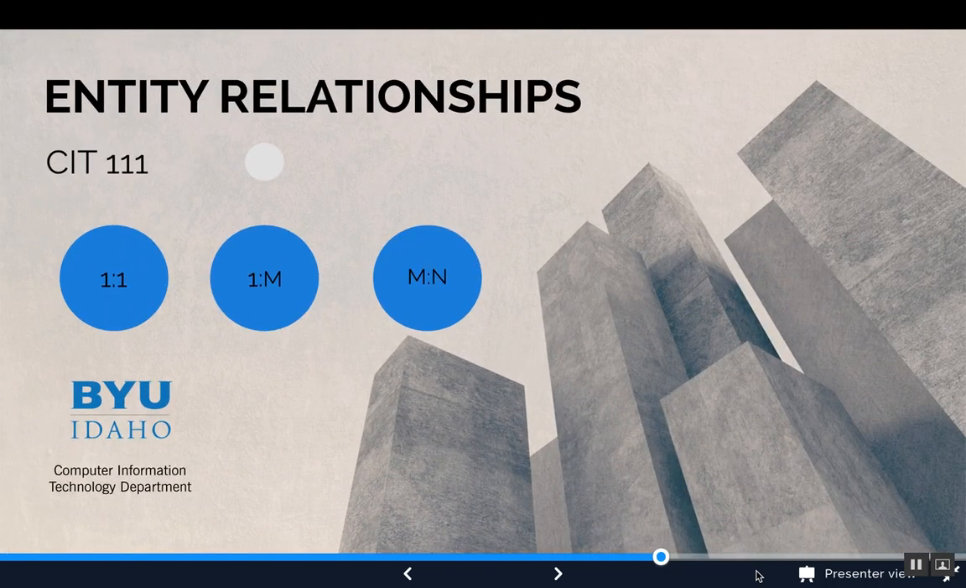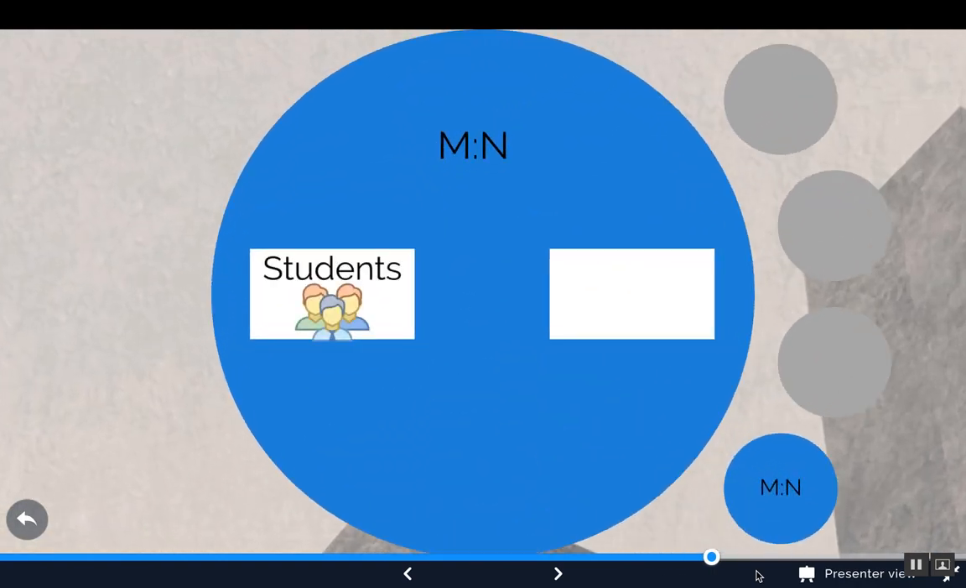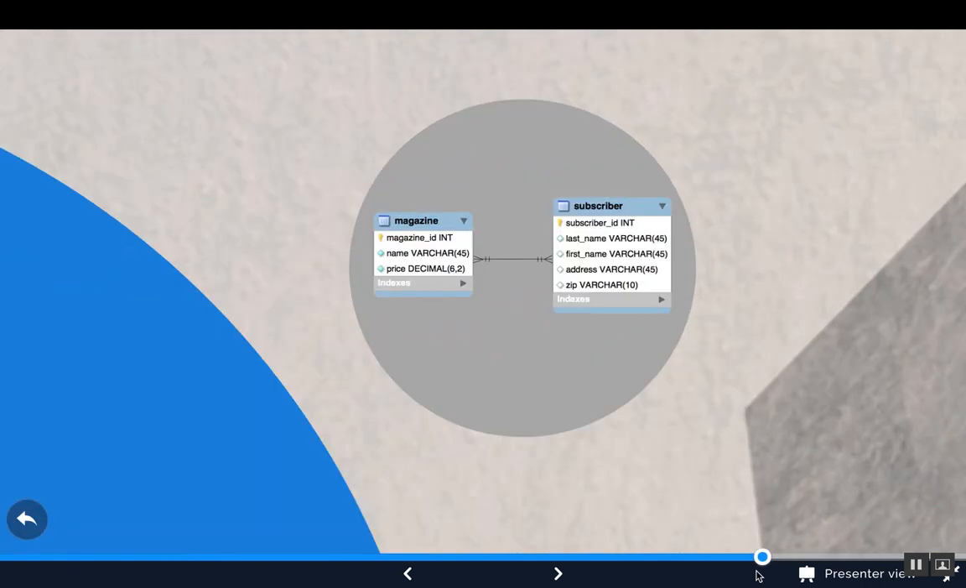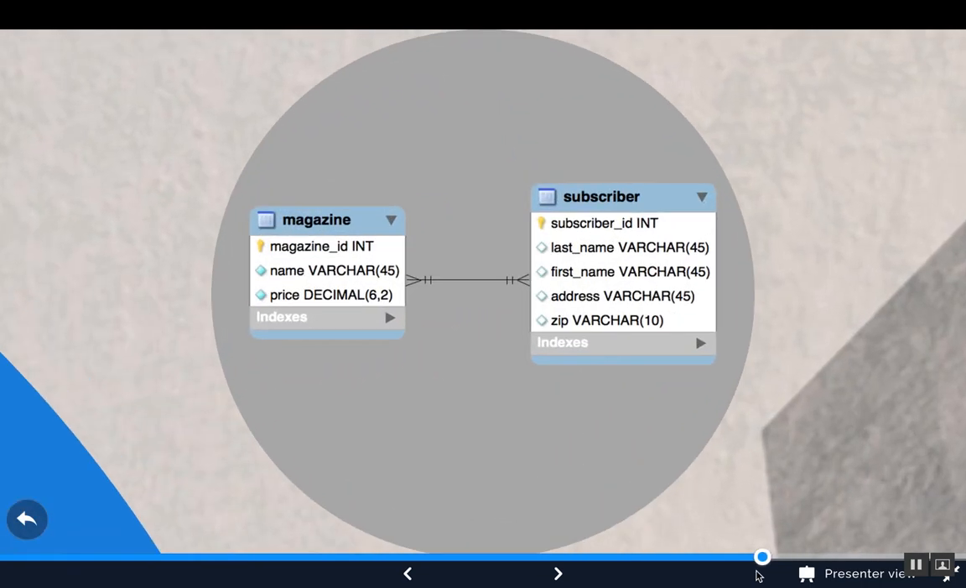Okay, lastly, we have the many-to-many relationship between entities. Say we have a student entity and a class entity. This is a many-to-many relationship here. For example, at this university, students can take classes, and classes have students in them. In our example here, a class can have one or more students in the class, and a student can take one or more classes. Here is another many-to-many example. A person can subscribe to many magazines, and a magazine can have many subscribers.